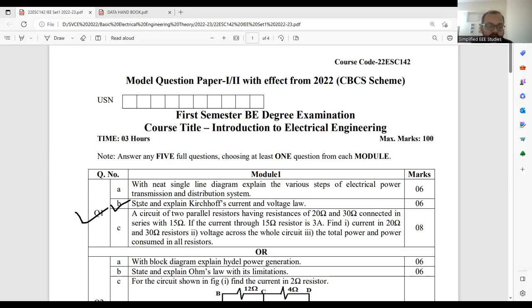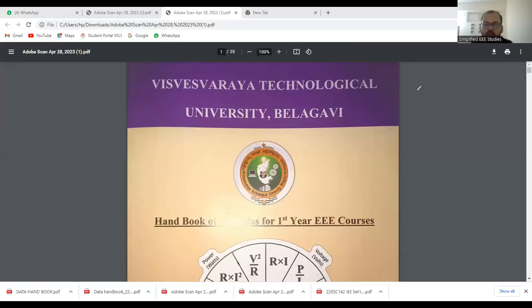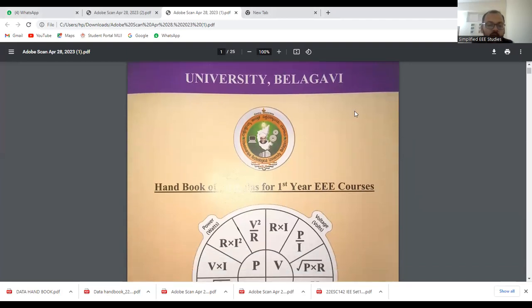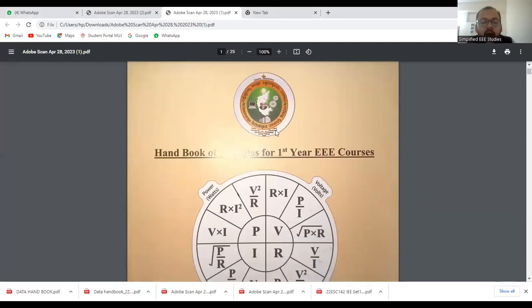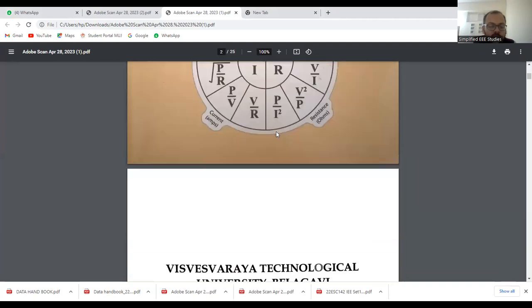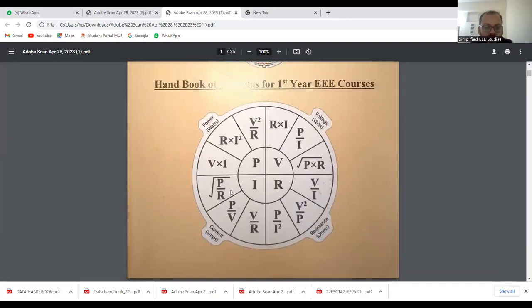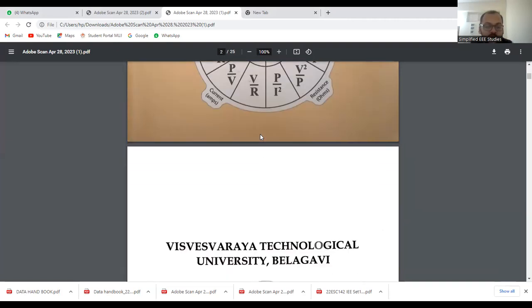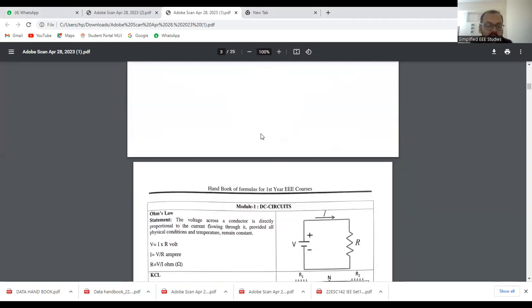Another one is: state and explain Kirchhoff's current and voltage law. Here I will show you the data handbook. I think you can see the screen properly. So one data handbook is given to you. You can see a number of formulas. Right from the start, you can see the formulas of Ohm's law, right? The relation is very, very easy actually. Even units are also mentioned. So let me check it up.